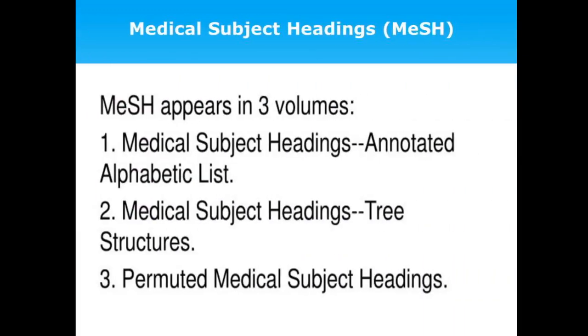Fine. So it appears in three volumes. First is the annotated alphabetical list. The second one is tree structures, Medical Subject Headings in tree structures. What do you mean by tree structure? There will be a root, and from the root there are different branches that evolve. That means there will be a relation, an association between the branches. Based on certain groupings, the structure will evolve. Similarly, the medical subject headings will have a relationship among them in the form of branches, which overall constitute the structure of a tree. And the third is permuted Medical Subject Headings. We will see what these three are in detail.